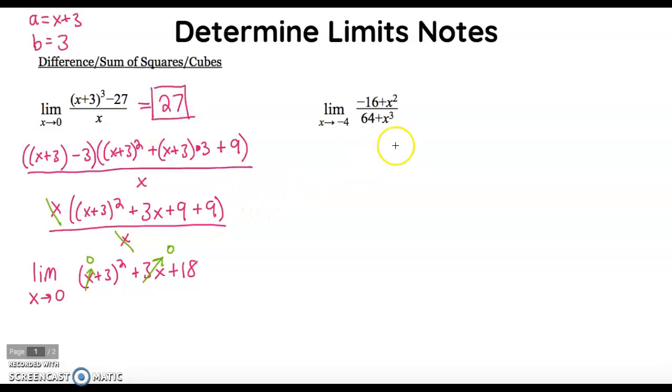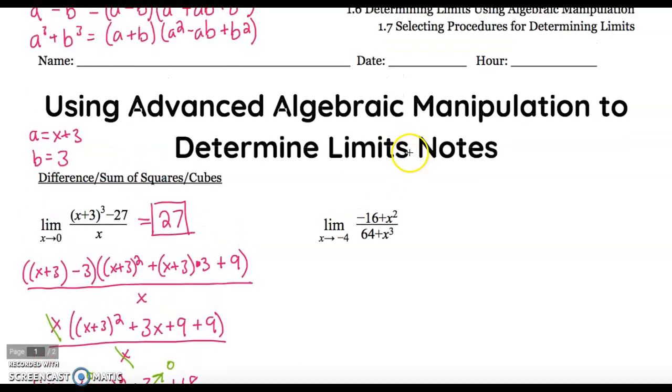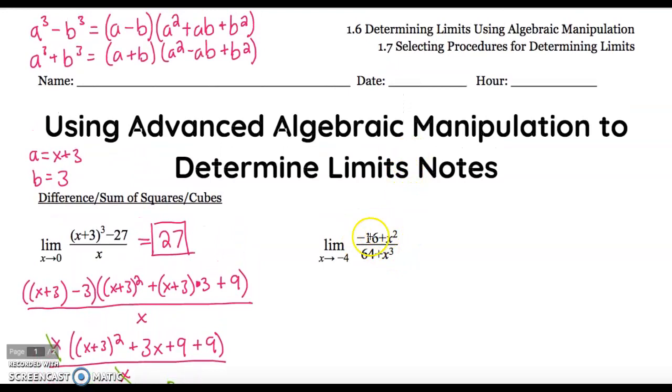Cool. Let's go ahead and do this next one. So on the top, it's a little bit tricky to notice, but technically you can rewrite this as x squared minus 16, which is a difference of squares formula. And then on the bottom again, we do have a sum of cubes formula. So I have something cubed plus something else cubed. So I'm going to go ahead and write out the simplification of this.